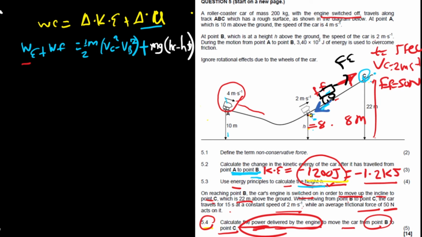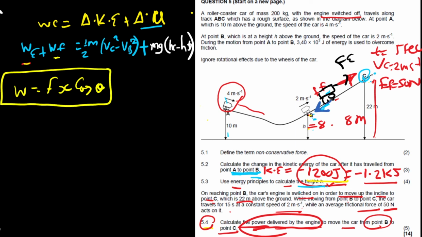Now we go. Everything here I have, all of these I have, but we don't have this, so let me find each one separately. Let me do the work done by friction separately. What is work done? Work done equals force times displacement times cos of the angle. You have to memorize this. Never forget it. That's the work done of anything.